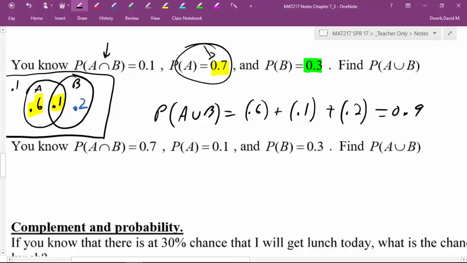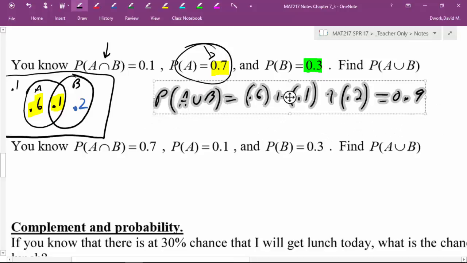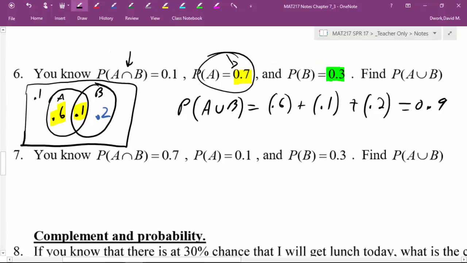So this is the first part of the addition principle of probability. But what I will point out is there's another part to this.